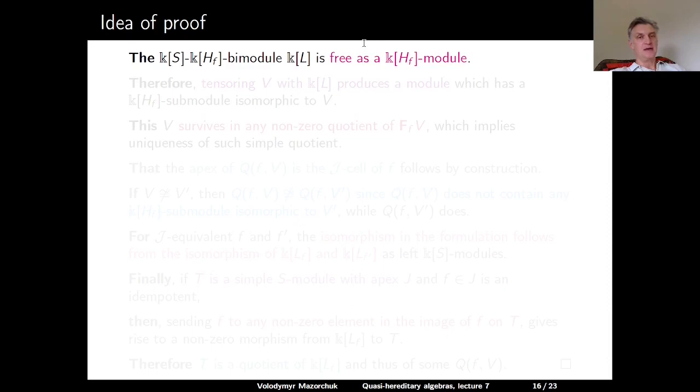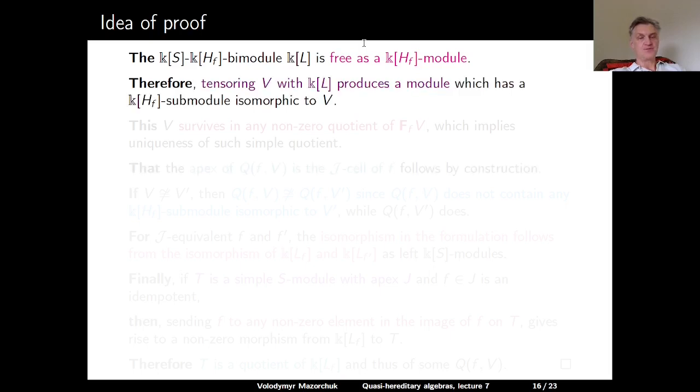Consider our cell module KL as a bimodule. It is a left module over our monoid S, and it is a right module over the maximal subgroup of S, which corresponds to the idempotent F, and F is some idempotent in L. So this module KL, it is easy to see that it is free as a module over our maximal subgroup.